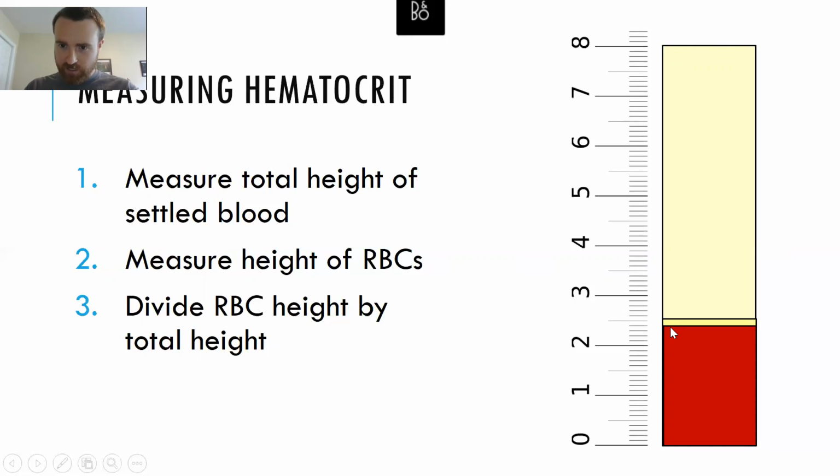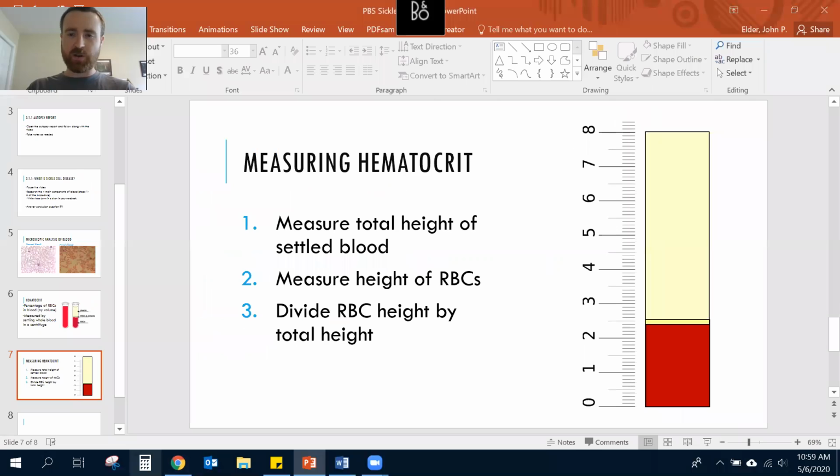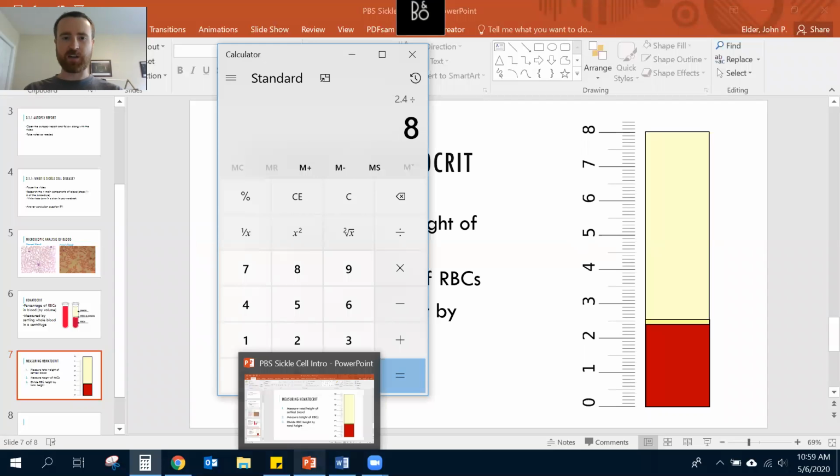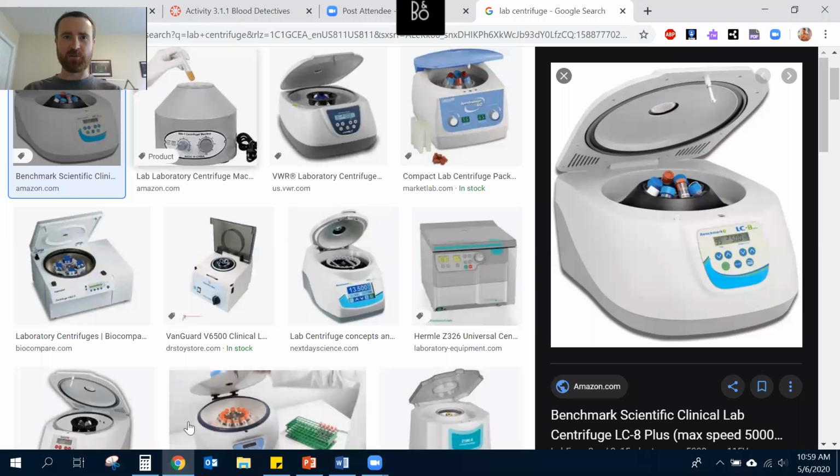So you can see that her red blood cells are 2.4 units high, and the total column of blood is 8 units high. So if we open up our calculator, we divide 2.4 by 8, and I will let you do that on your own at home to get the final number. Go ahead and plug that number into your calculator and figure out what you get. All right, so you should have gotten your final number. I'm not going to give away the answer.